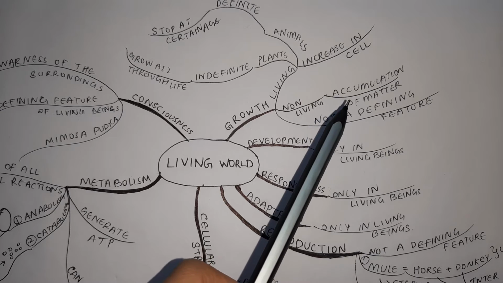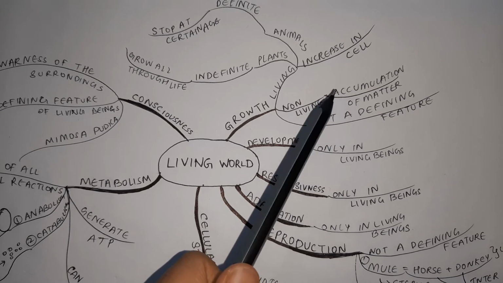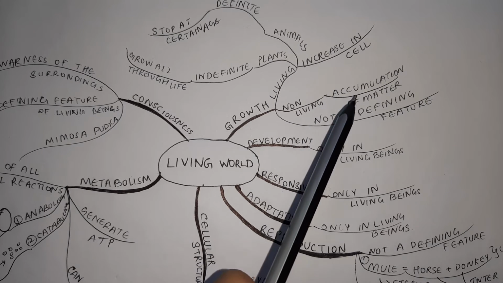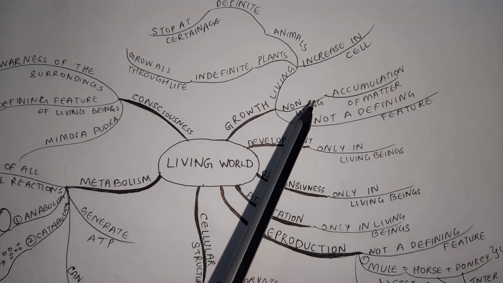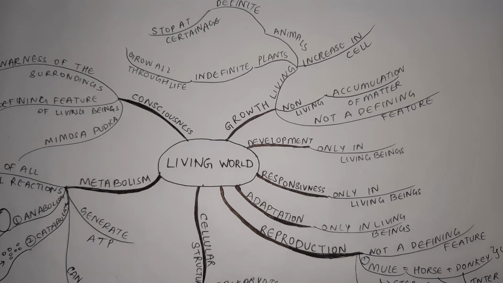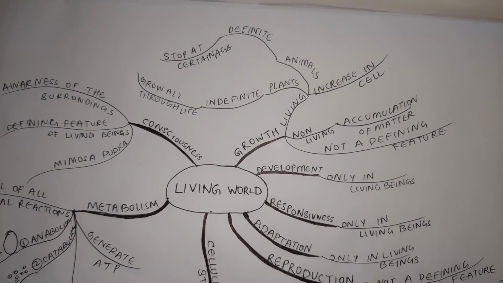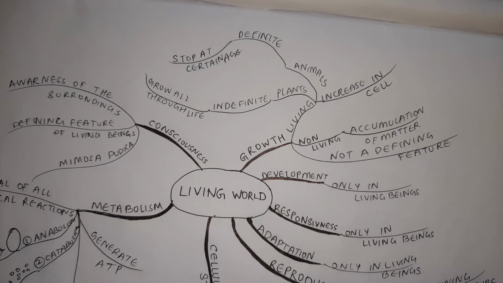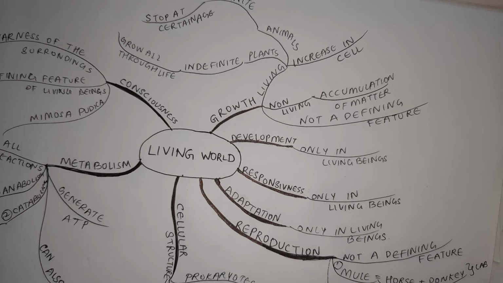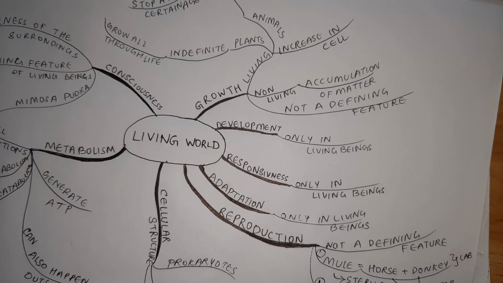For example, mountains grow as matter accumulates on it. And in case of living organism, growth means increase in the cell. If there is increase in the number of cells, then we say that growth happened in a living organism. There is a difference between plant and animal growth. In plants, the growth is indefinite, means plants grow all through their lifetime due to the presence of apical meristem on their apices. And in animals, the growth is known to be definite growth because they stop at a certain age, they do not grow further. So, growth is not a defining feature because both living organisms and non living organisms grow.